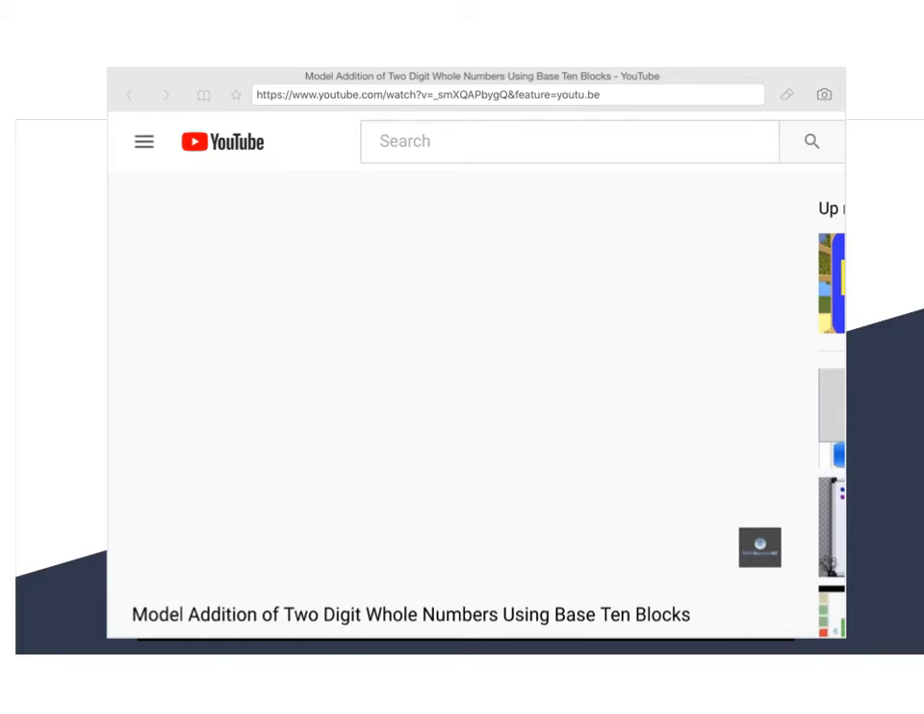We're looking at our 10 blocks. If we combine them, we can visually see we have 6 10 blocks and 4 1 blocks, giving us a sum of 64. I hope you found this explanation helpful.